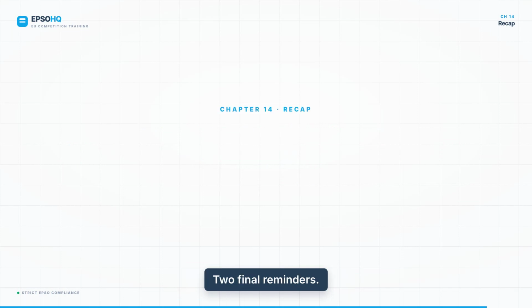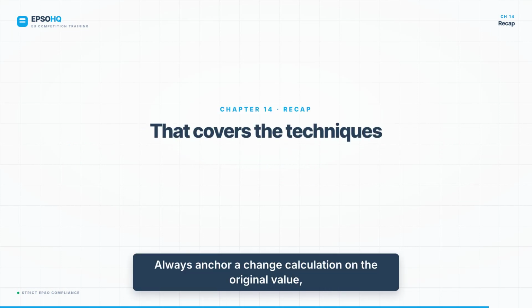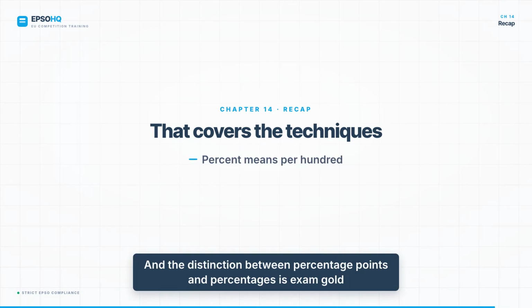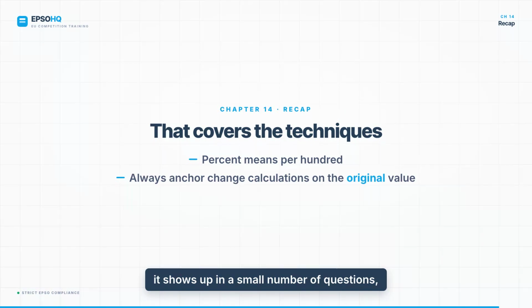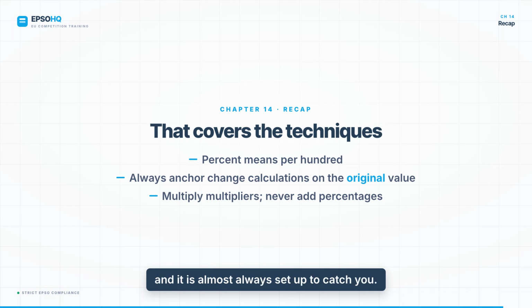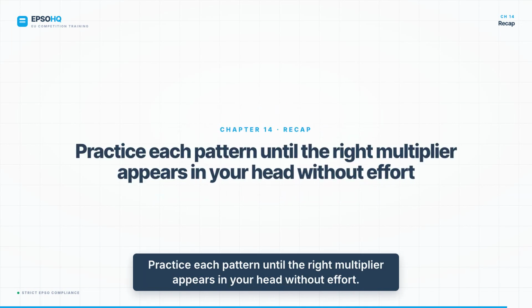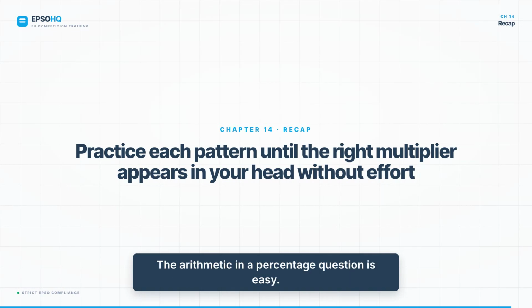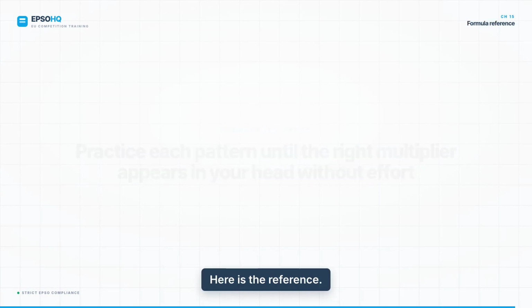That covers the techniques. 2 final reminders. Always anchor a change calculation on the original value, not the new one. And the distinction between percentage points and percentages is exam gold. It shows up in a small number of questions, and it is almost always set up to catch you. Practice each pattern until the right multiplier appears in your head without effort. The arithmetic in a percentage question is easy. The question reading is everything.